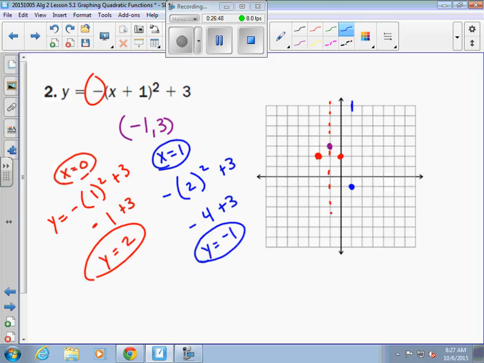And again, axis of symmetry, it's exactly the same on the other side. There's your equation. There's your picture of your parabola.